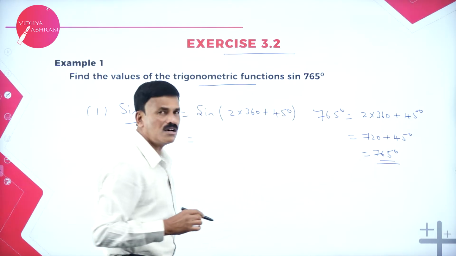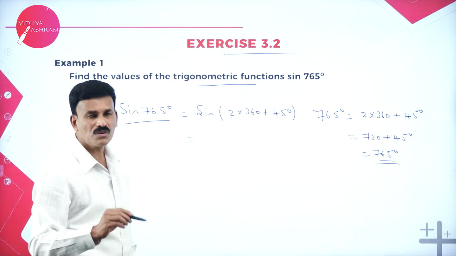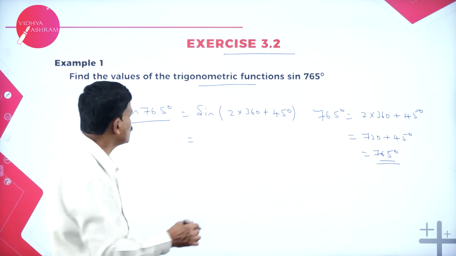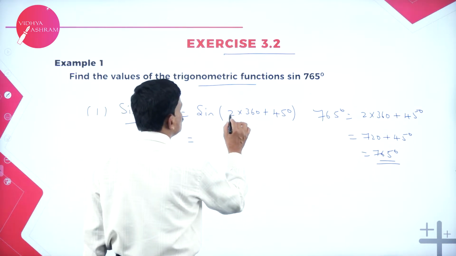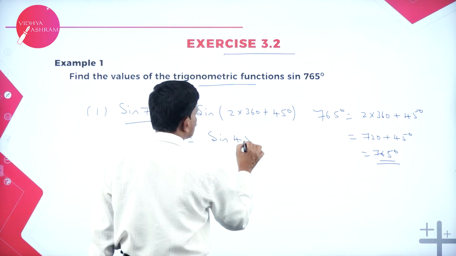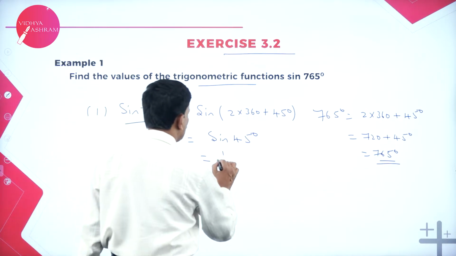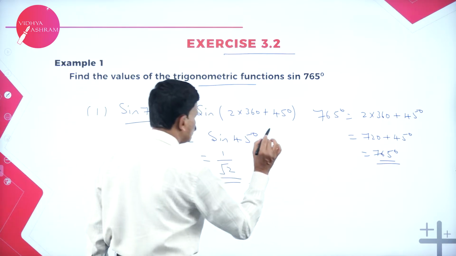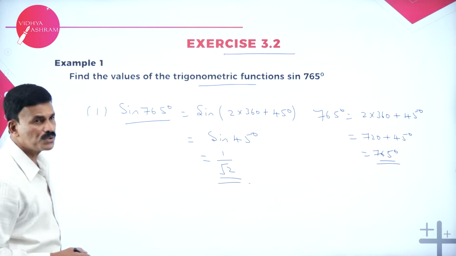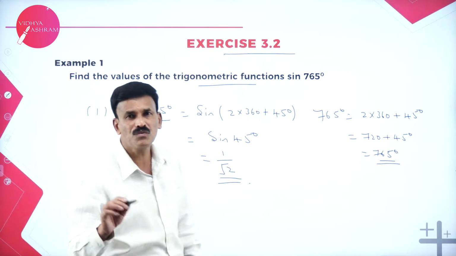Now, the cycle of sine repeats every 2 pi. So, for sine of 2 pi plus theta, you will get the same trigonometrical function. So, here sine of 2 into 360 plus theta is equal to sine theta. Instead of theta, it is 45 degrees. Since you know the value of sine 45 is equal to 1 by root 2, the simplified answer for this is 1 by root 2. Sine of 765 degrees is equal to 1 by root 2.